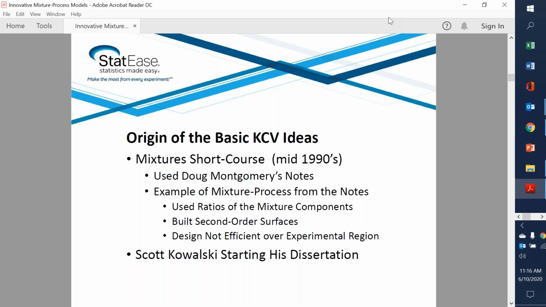And of course, I was working with John and understanding how the experimental region was critical to how well you can estimate the model. The better you could spread the design points over the experimental region, the more efficient the analysis. So I saw a disconnect. And Scott Kowalski was just beginning his dissertation. I was his advisor. So guess what? Scott got to deal with these experiments. And he did a great job with this.